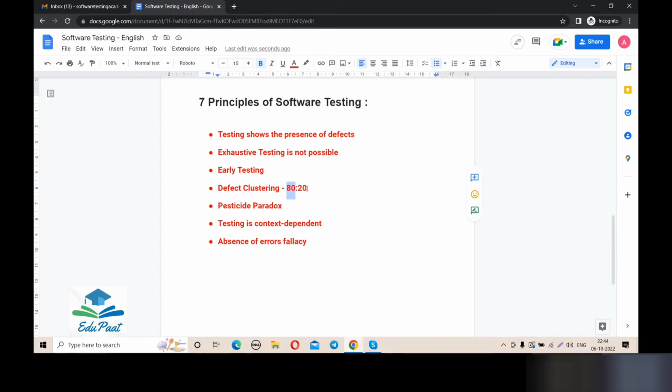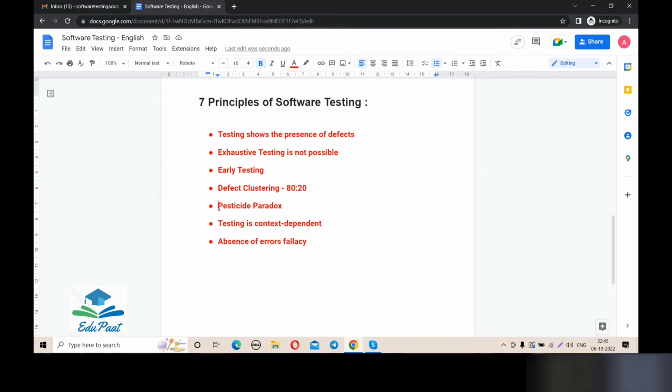That is the most popular software part, so we can focus on that directly, because 80:20 means the Pareto principle, or defect clustering. What it says is that 80% of defects are due to 20% of code. Okay, so that is defect clustering.